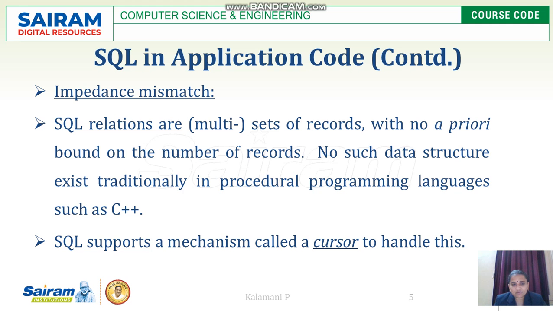Multisets of records with no a priori bound on the number of records, that data structure is not available. Another problem is that some of the data types available in SQL, for example the date data type, are not there in the programming language. That is a data type mismatch. These are the problems we are going to face. The first problem I mentioned was retrieving multiple records. For that we are going to use cursors in application programming development.